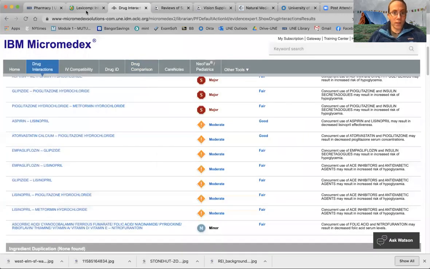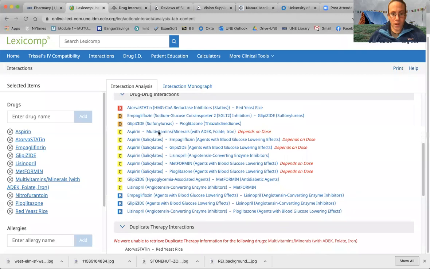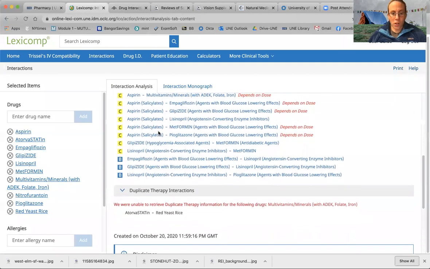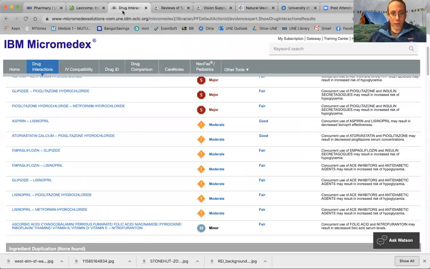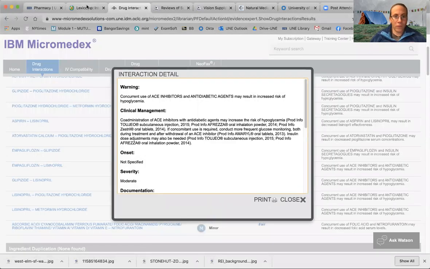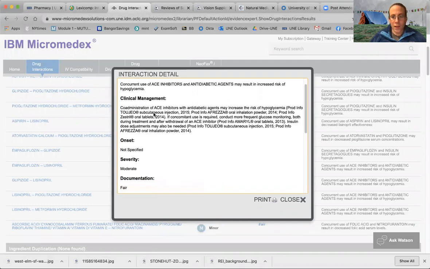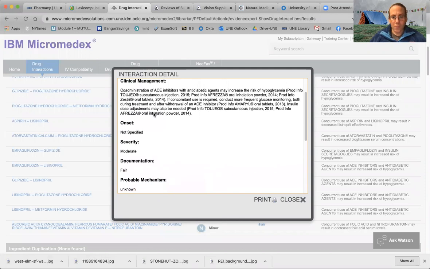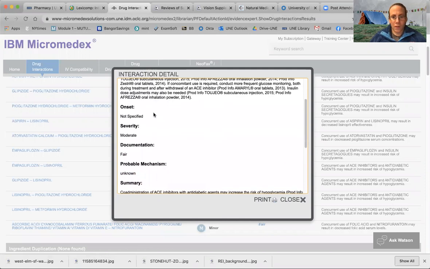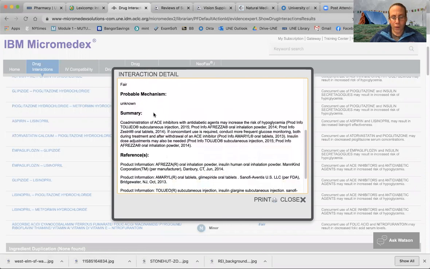And also Lexi did not tell me that that was a drug interaction I should be thinking about. So again, this is one of the reasons why we did run them on both sides here. Let's see. I have an empagliflozin lisinopril. This is the ACE and the hypoglycemia. All of this is coming from package insert material here. Fair.